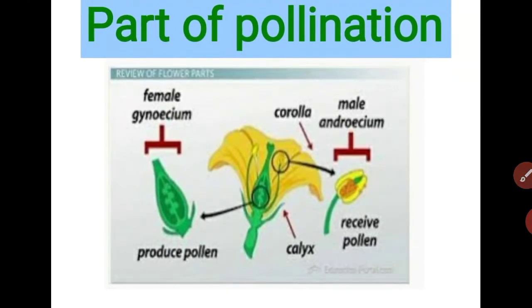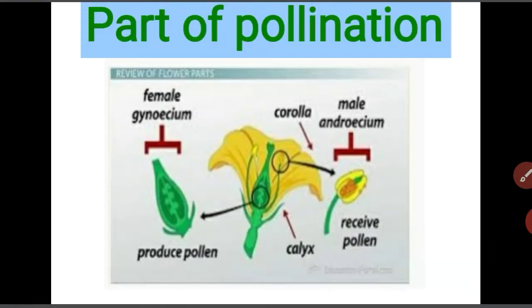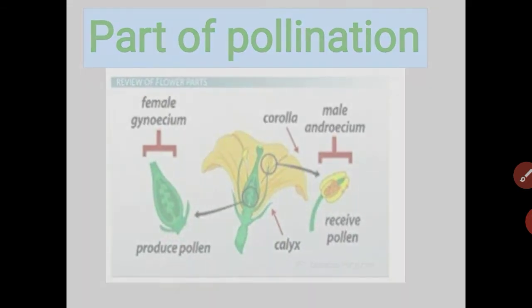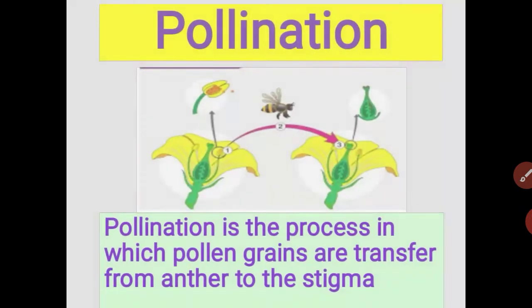Some flowers contain only pollen grains, some flowers contain only ovules. So it is very important to transfer the pollen grain from the anther to the ovary, and this process is pollination, the process in which the pollen grain is transferred from the anther to the stigma. Let us see the definition of pollination.